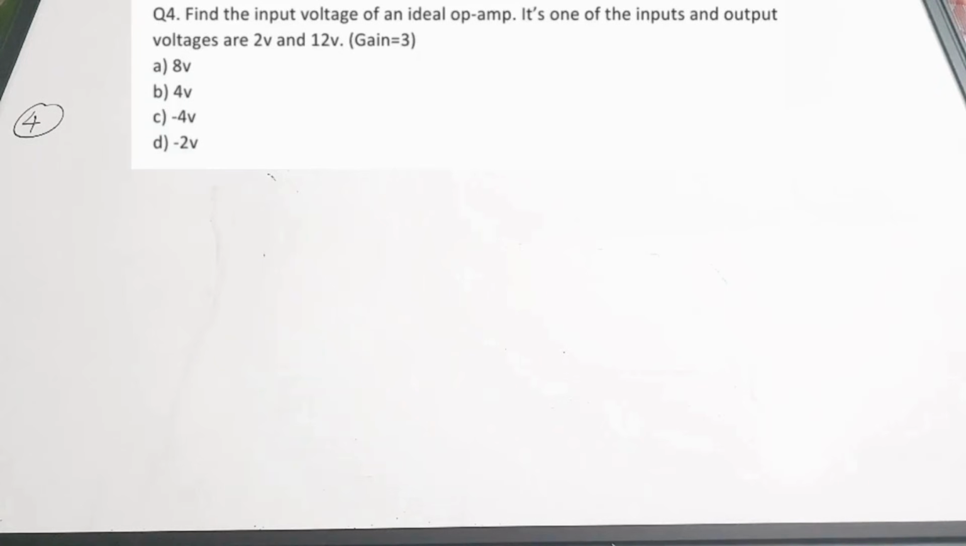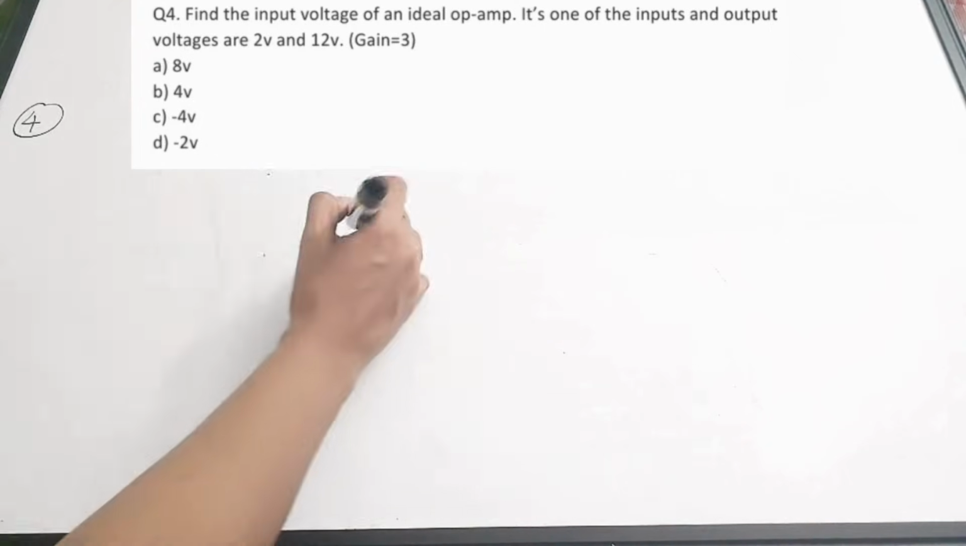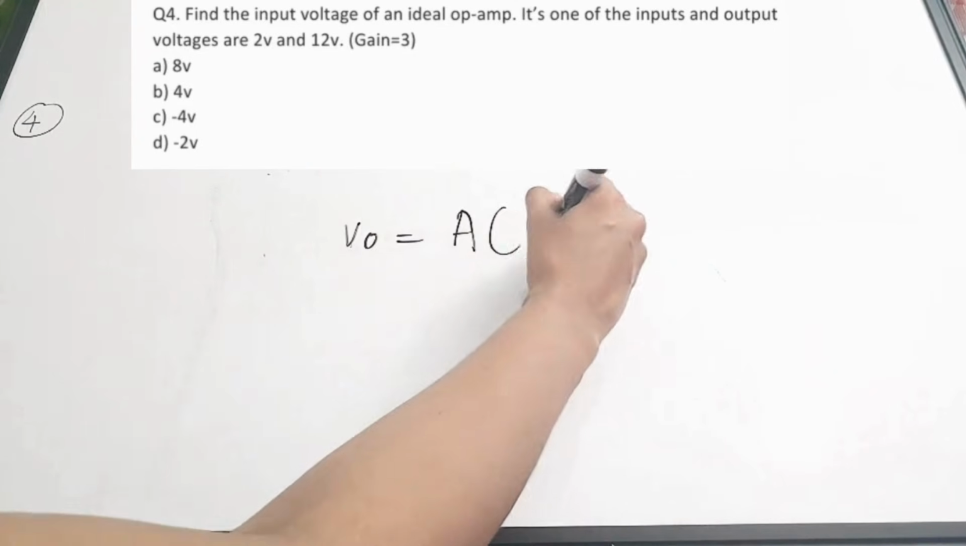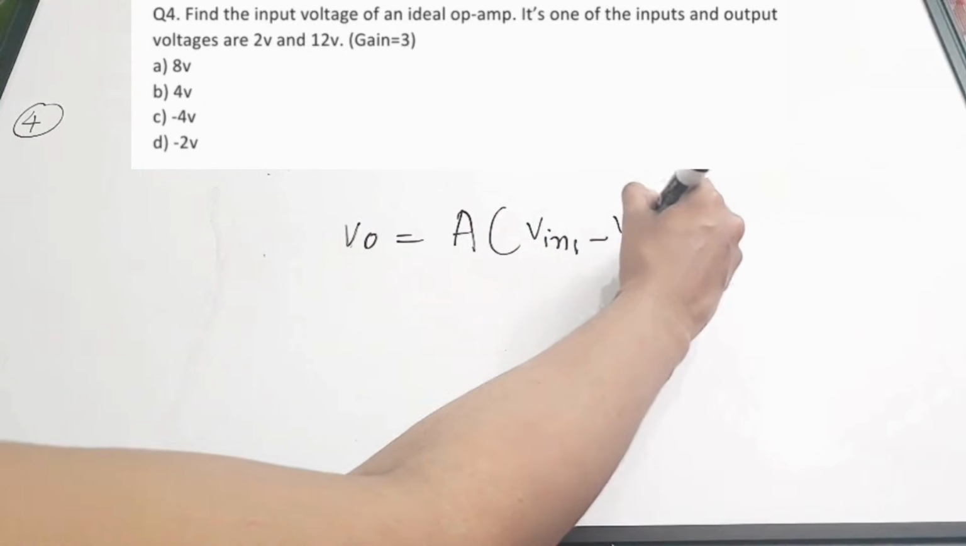So, fourth question. The fourth question is a small numerical question. Find the input voltage of an ideal op-amp if one of the inputs and the output voltages are 2 volt and 12 volt, and in brackets it is given that gain equals 3. Now, what is the equation for the output voltage? V out is equal to gain into (V in 1 minus V in 2).